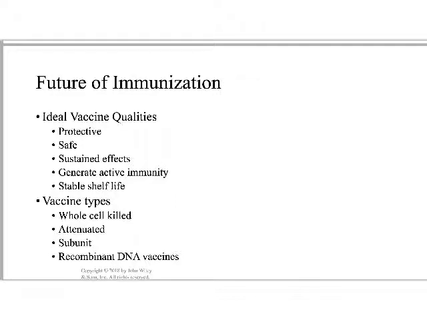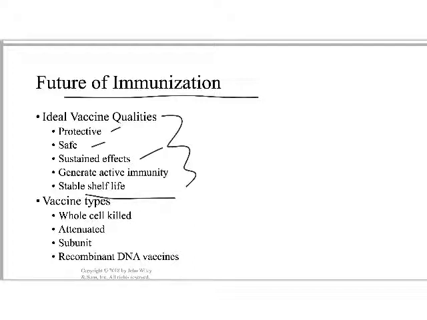Okay, now let's see. So the future of immunization. You need to remember these are the things that they want in a vaccine. It should be protective. It should be safe. It should last. It should generate active immunity, and it should be stable so that you can get it out to different people. So you could have a whole cell killed vaccine, or attenuated, or a subunit. And now they spend a lot of time working on recombinant DNA vaccines. At times it's just really hard to get a vaccine to work. It's hard to develop one for certain viruses or certain pathogens.